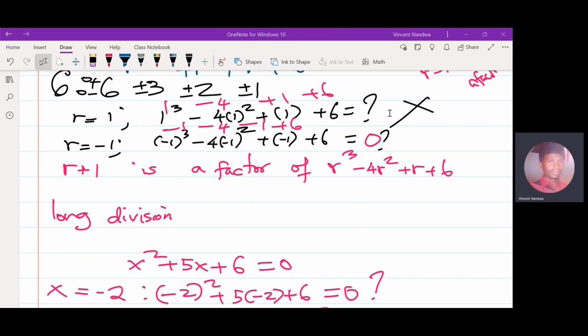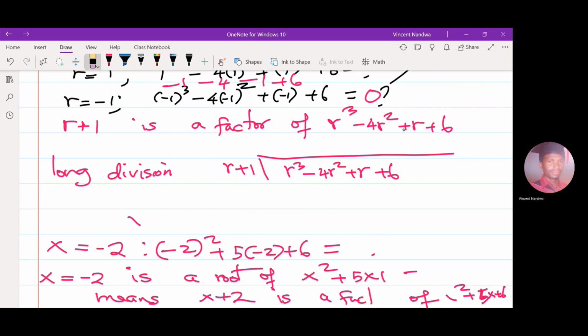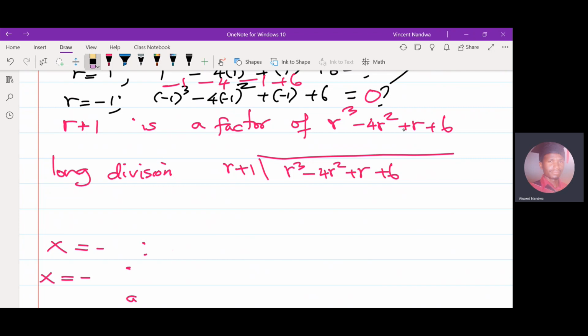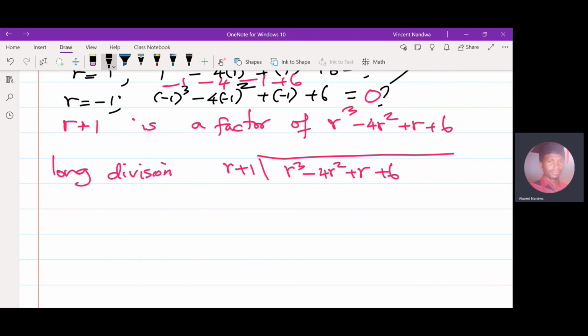So r plus 1 is a factor of this cubic polynomial. So what you do, long division, you will say r plus 1 into r cubed minus 4r squared plus r plus 6. Yeah, the normal way we divide numbers. So that is the structure of long division. To carry out division of polynomials, the degree of the polynomial is what matters in the computation. So for instance, we have a polynomial of degree 1, r plus 1, and a polynomial of degree 3, r cubed minus 4r squared plus r plus 6.